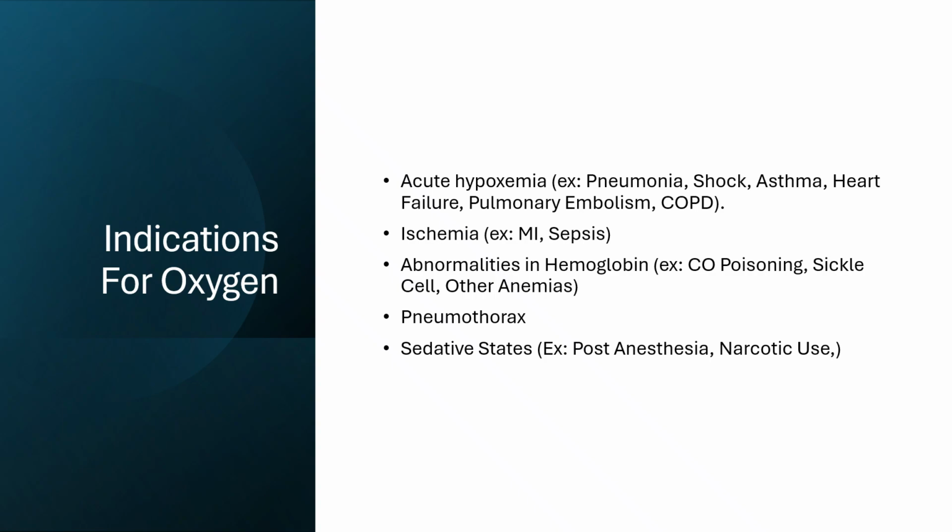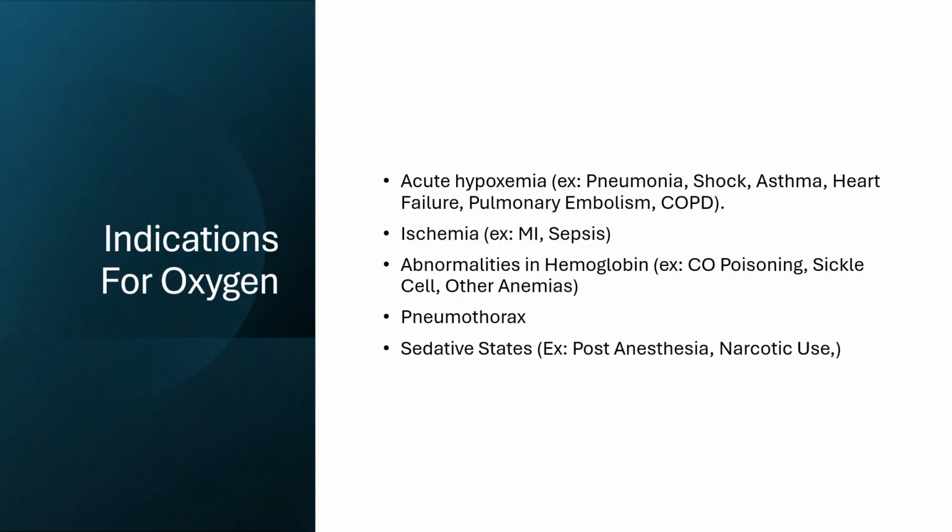So what are the indications for oxygen? Well, we've already talked about some of these. So acute hypoxemia, so pneumonia, shock, asthma, heart failure, pulmonary embolism, COPD. Maybe we're going to give some oxygen for ischemia, so patients that are having a heart attack or sepsis. And heart attack treatment, it used to be that we would just slap oxygen on everybody. We don't necessarily do that anymore. It really depends on the patient's vital signs.